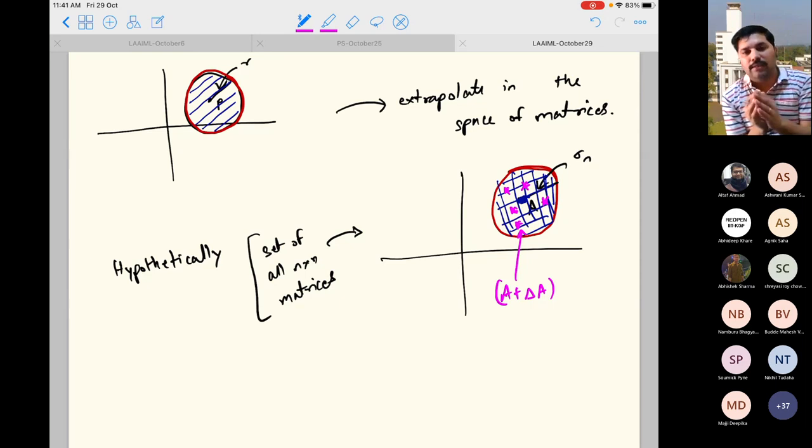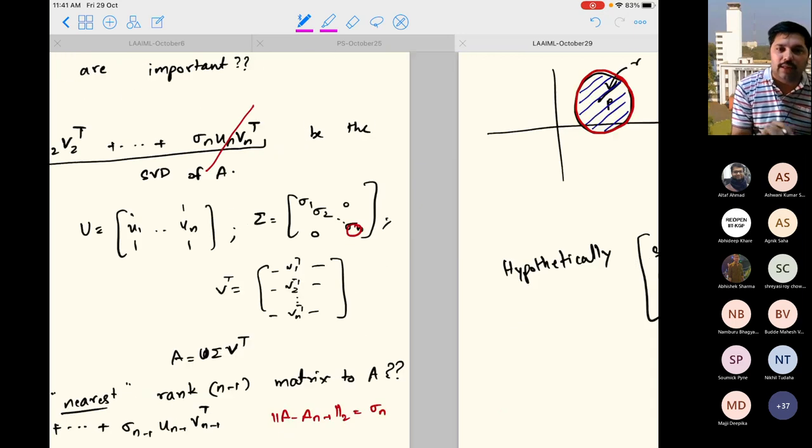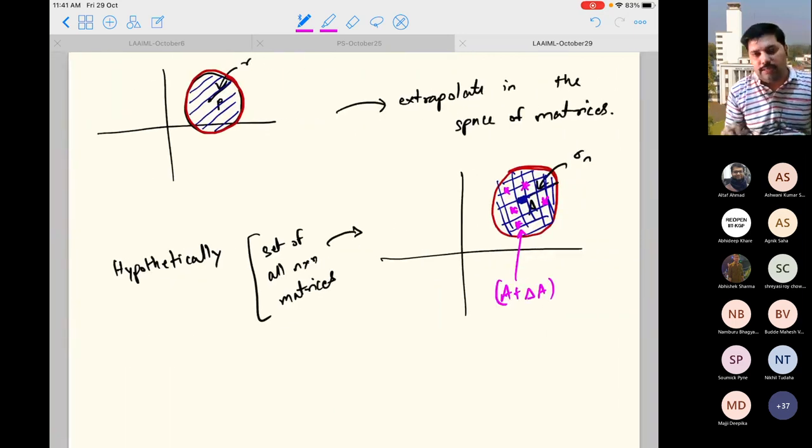The question I am asking is: can a small perturbation render matrix A low rank? So how much perturbation do I need to give to matrix A so that it becomes low rank? What is the answer? The answer is given by this particular theorem, the Eckart-Young theorem, a very famous theorem on SVD. So what is this theorem saying? It is saying that the first low rank matrix which is closest to A is on the boundary.